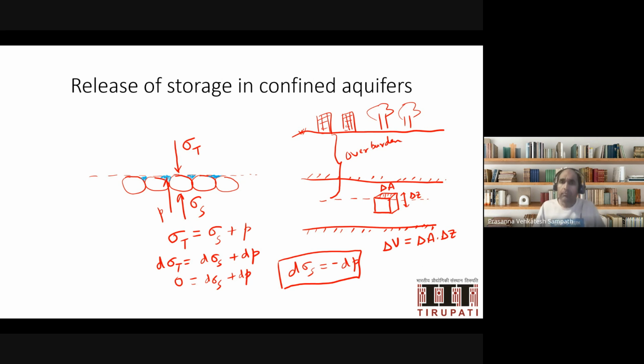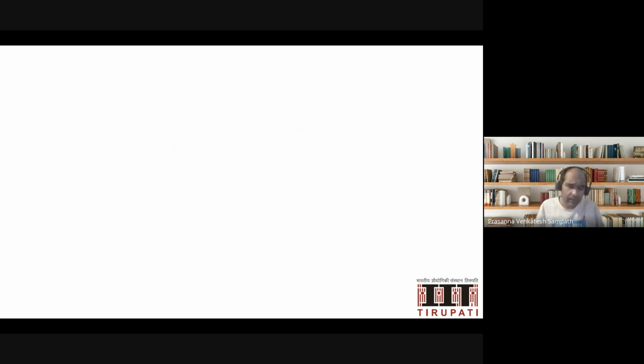Now, when I increase the intergranular stress, that will result in a slight compression of the aquifer, right? If I increase the stress, what happens? It gets compressed a little bit, right? And it's a normal stress, so it'll act to compress the entire volume. So let us try to look at what is the compressibility of the aquifer, or how do we define compressibility?